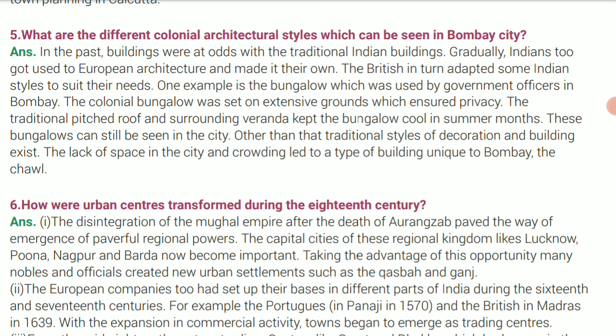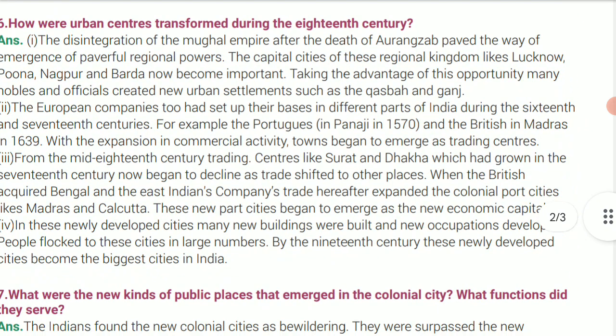The British in turn adopted some Indian styles to suit their needs. An example is the bungalow, which was used by government officers in Bombay. The colonial bungalow was set on extensive grounds which ensured privacy. The traditional pitched roof and surrounding veranda kept the bungalow cool in summer months. These bungalows can still be seen in the city. Other than the traditional style, the decoration and building exist. The lack of space in the city and crowding led to a type of building unique to Bombay, the chawl.